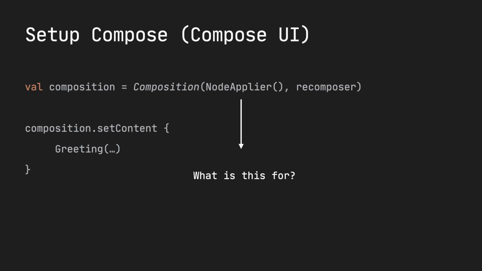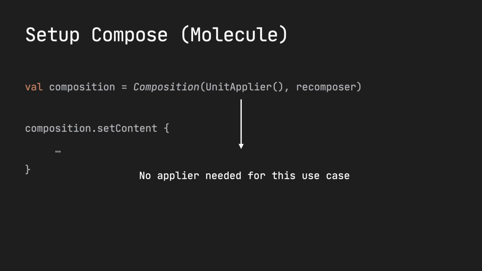So you don't always need an applier. It's all contextual. So in Compose UI, you need an applier because you need to update the UI tree. But if you look at how Molecule sets up Compose, Molecule in that use case has an applier, but it doesn't have any logic in it, just a unit applier. Because in this example, you don't need an applier. You don't have an external tree that you need to update. So it's all contextual, but the same pattern applies in terms of how Compose is set up.